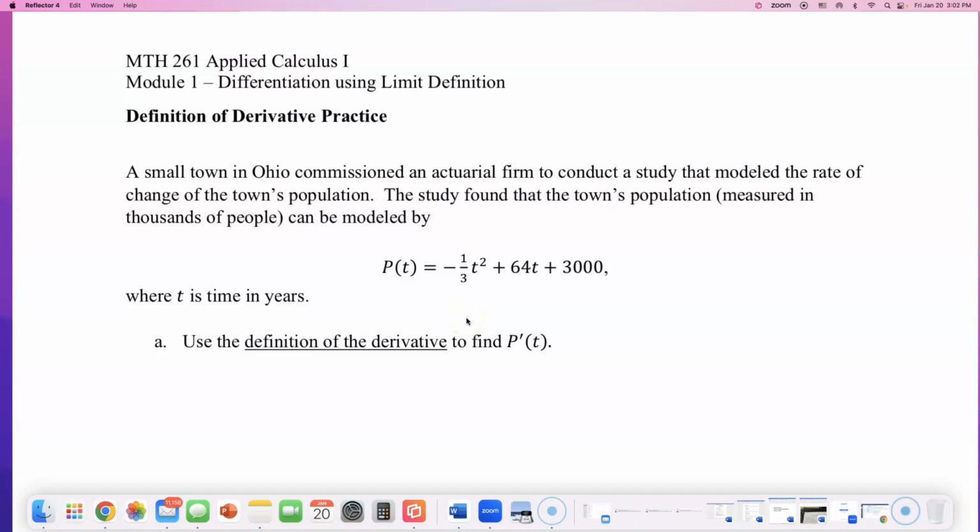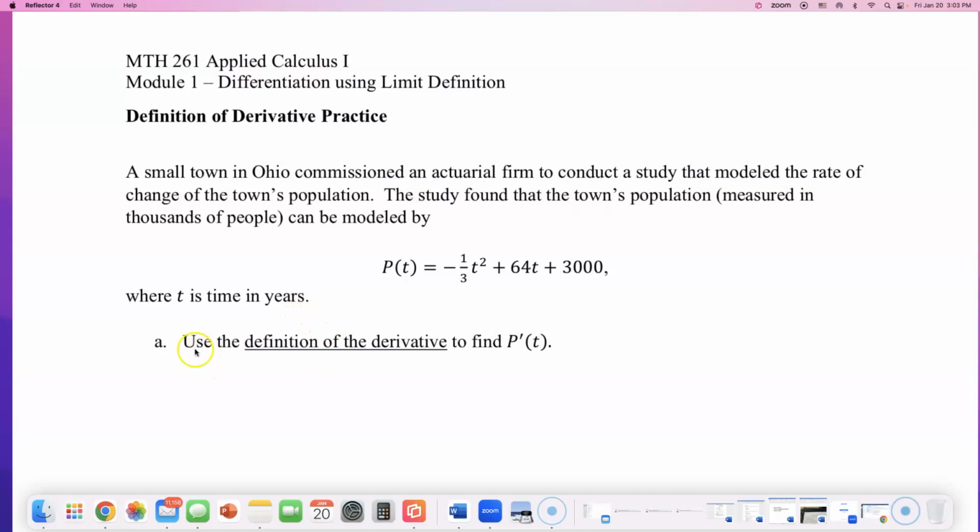A small town in Ohio commissioned an actuarial firm to conduct a study that modeled the rate of change of the town's population. The study found that the town's population, measured in thousands of people, can be modeled by P of t equals negative 1/3 t squared plus 64t plus 3,000, where t is time in years.